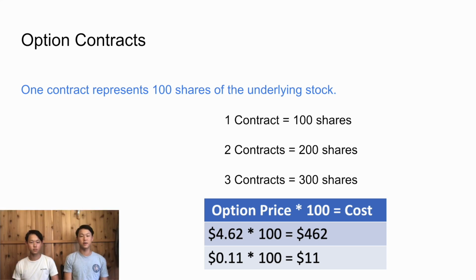We'll begin by talking about option contracts. One contract represents 100 shares of the underlying stock. For example, one contract equals 100 shares, two contracts represents 200 shares, and three contracts represents 300 shares.